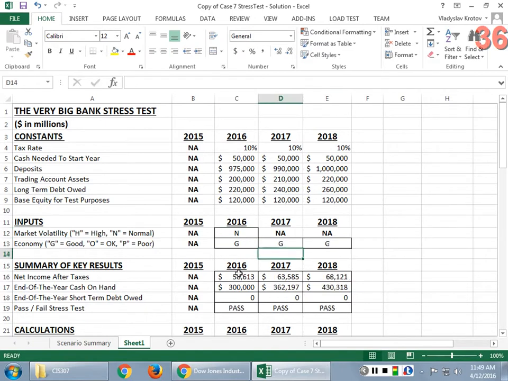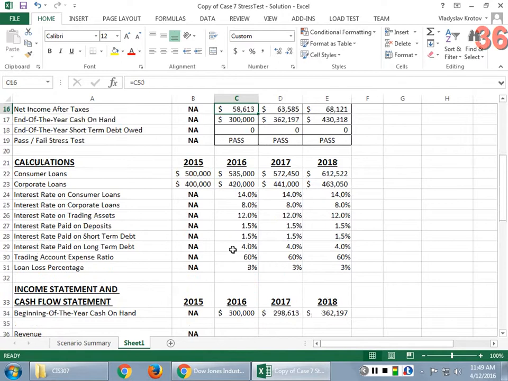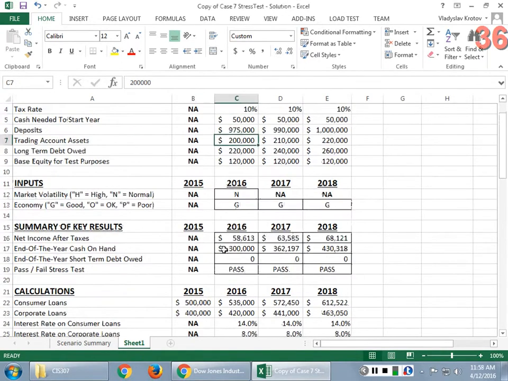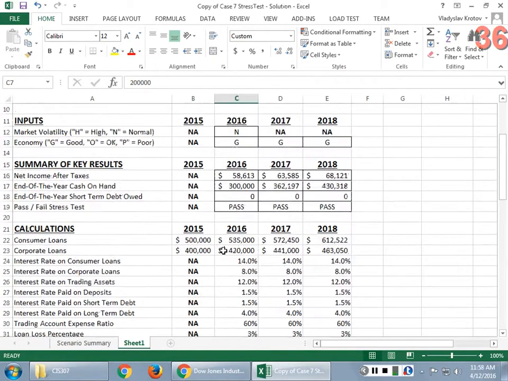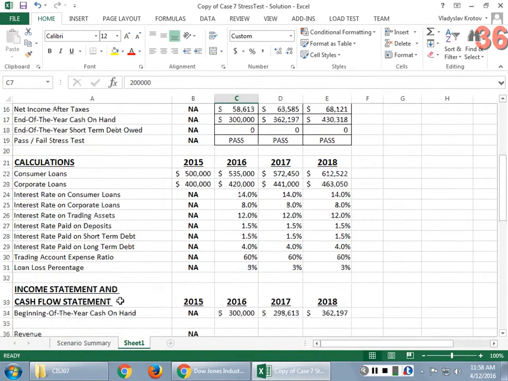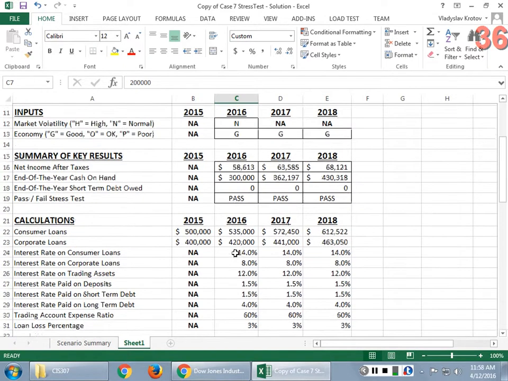Now, how do you come up with those key indicators? That brings us to our calculation section, okay? So I'll pause it here. In this section, we're doing basic calculations to figure out parameters for the most important section of our model, which is the income statement and cash flow statement. We're probably going to do that in the second part of this tutorial, on Thursday, okay? So for now, we just need to do those basic calculations.